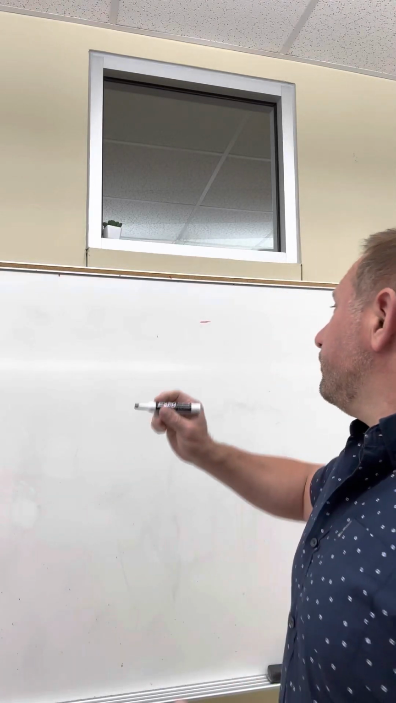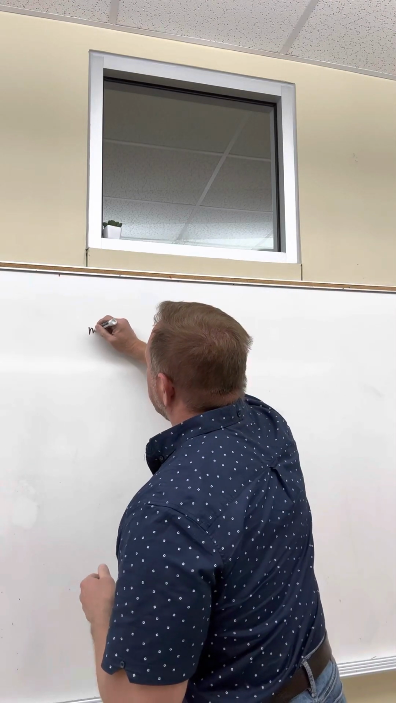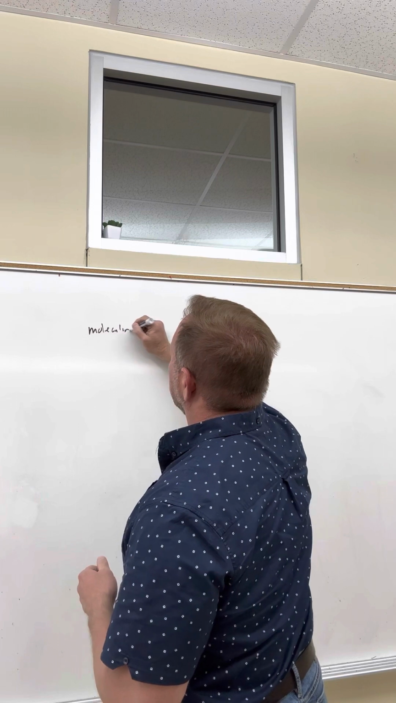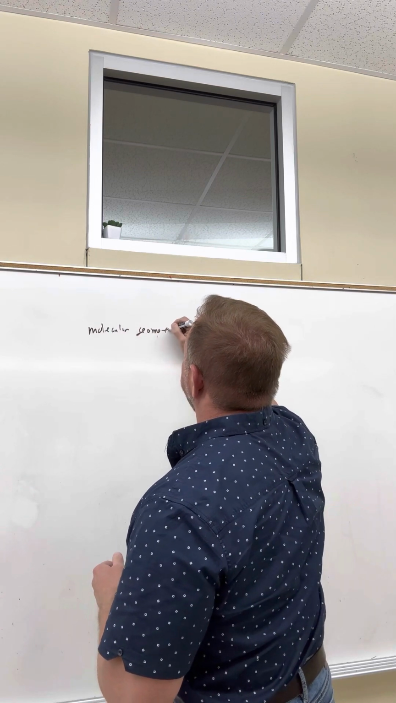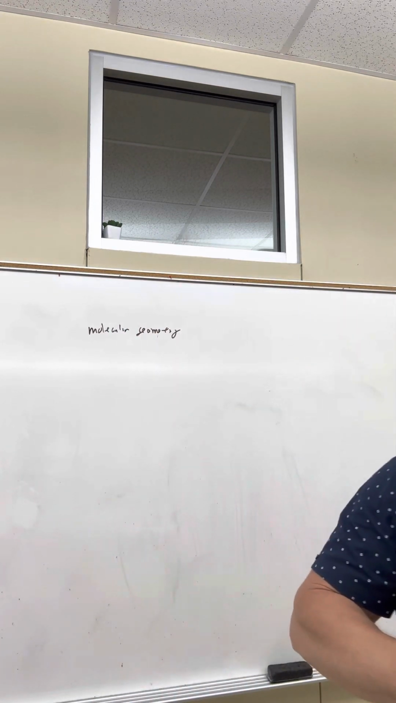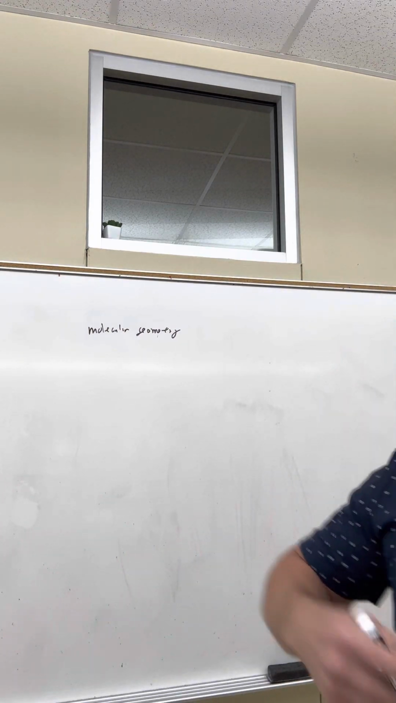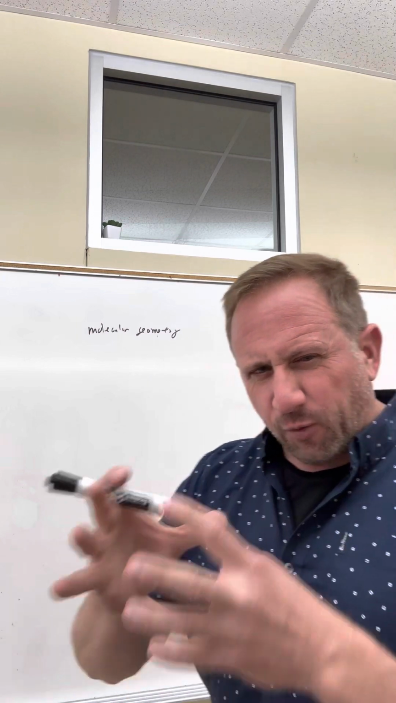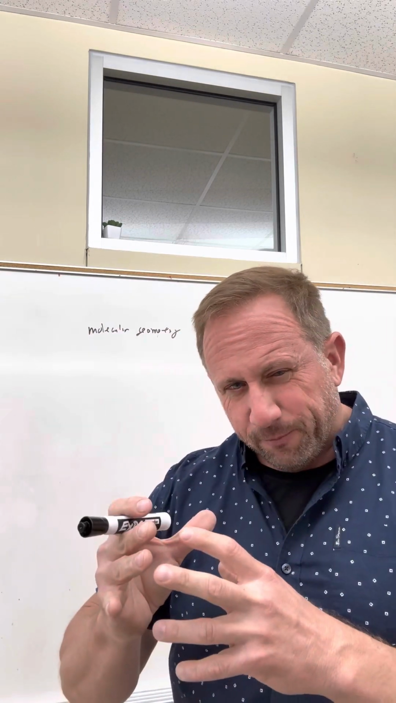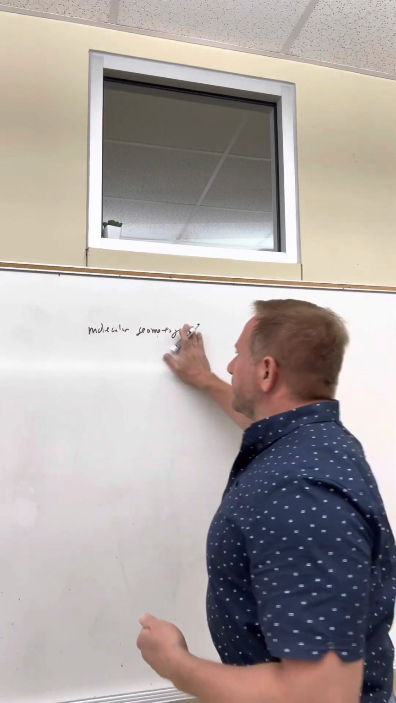All right, so we're going to enter what's called molecular geometry. Basically, how do atoms that are sharing electrons with other atoms configure themselves around what we call a central atom? All right, so let's just look at it.